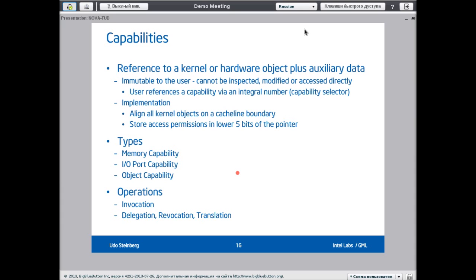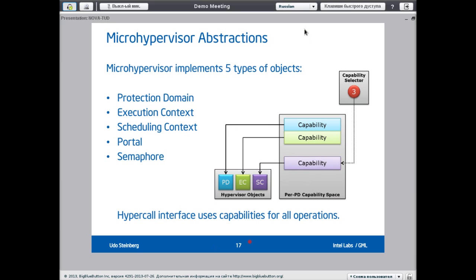And there are different types of capabilities. Memory capabilities refer to physical memory. I/O port capabilities distribute rights to I/O ports, and object capabilities are used to configure kernel objects to decide who can talk to whom or who can run on what CPU and so forth. And if you possess such a capability, you can invoke it, you can delegate it to someone else, you can revoke it, or you can translate it. And capabilities are the way to confer rights in the system.